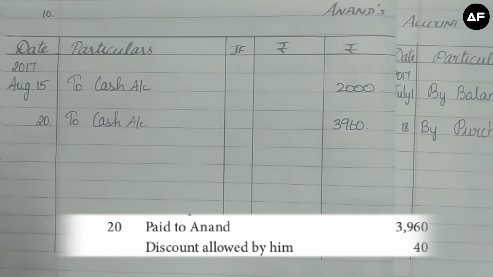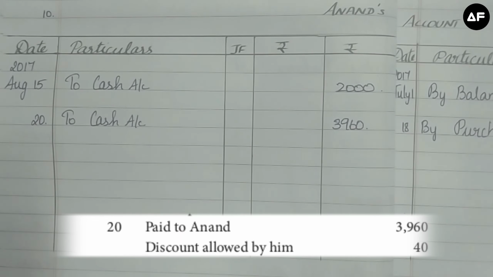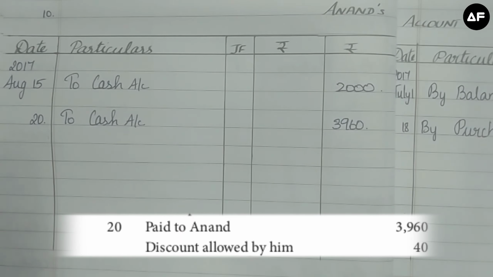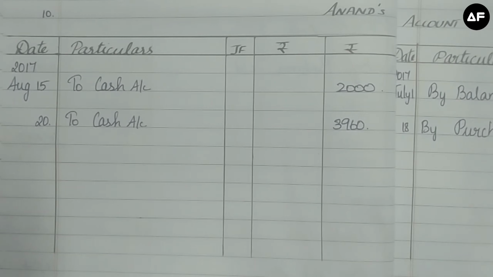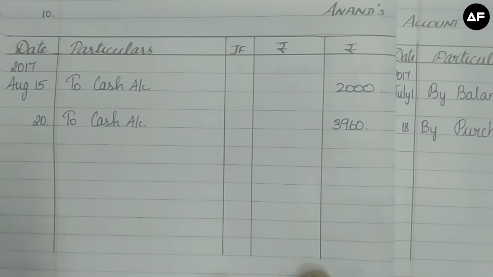Next is discount allowed by him. So discount allowed by him, we are receiving a discount. Therefore, discount is a nominal account and we are receiving it as a profit. Therefore, we are going to credit discount. So Anand account debtor to discount allowed by him. That is, we are receiving it. Therefore, Anand account debtor. So this also comes in the debit side.